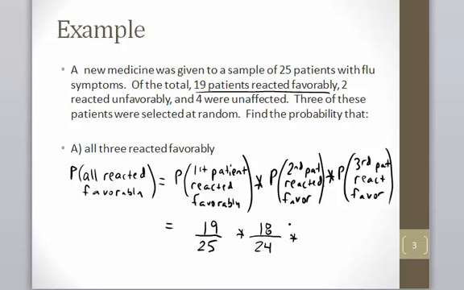What about our third patient? We now have 2 patients that have been pulled out of the pool, so the 25 patients that we started with is now down to 23. We also have 2 patients that were pulled out of the favorably pool. So we started with 19 there, now we're down to 17. And so we're going to multiply these 3 together to get our final answer. 19 times 18 times 17 gives me 5,814.